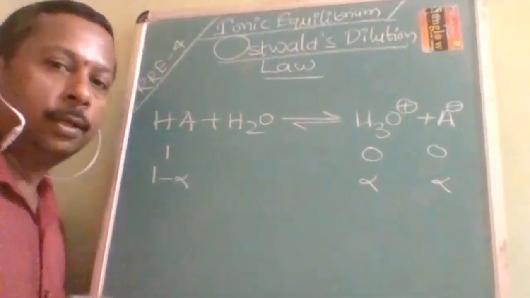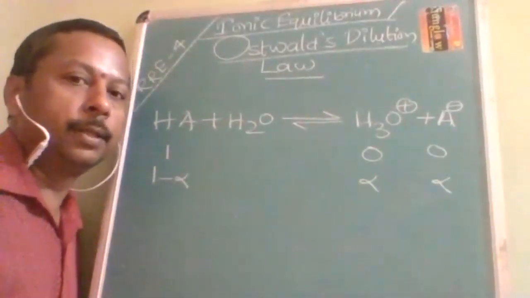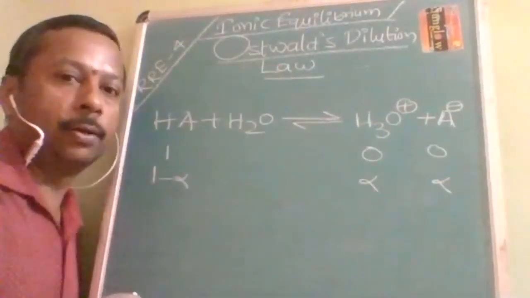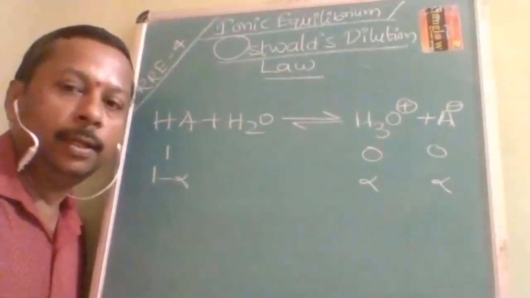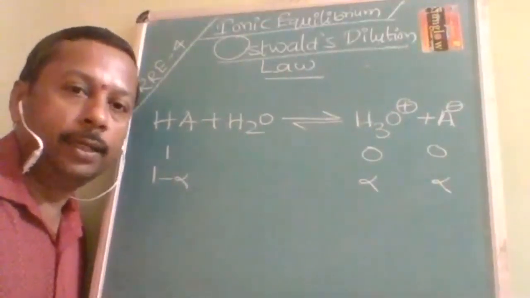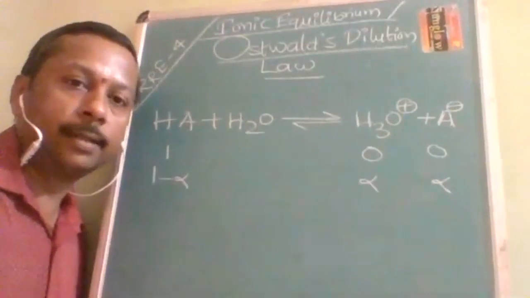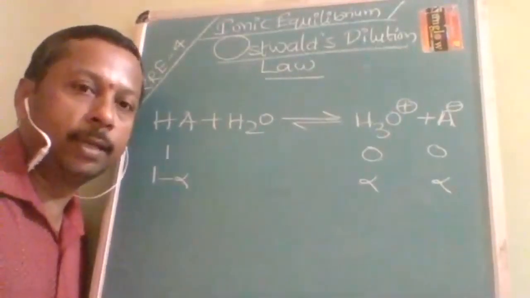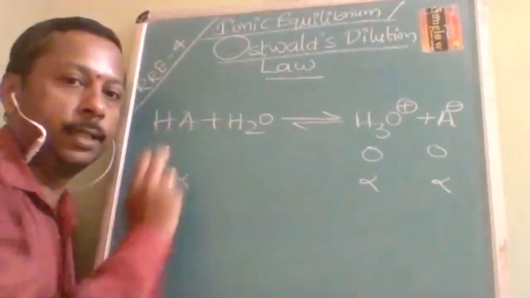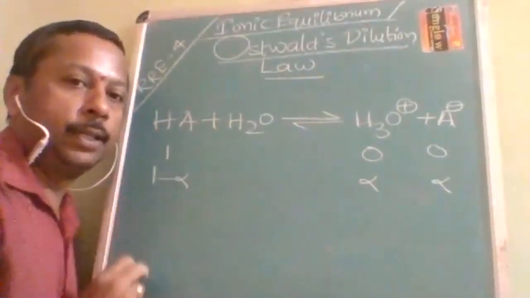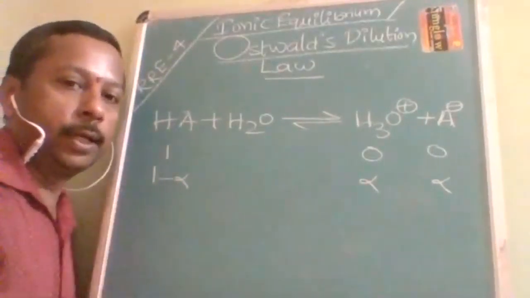Okay, are you ready? The very first topic in ionic equilibrium is Ostwald dilution law. The Ostwald dilution law is applicable for weak electrolytes like weak acids and weak bases, and it is applicable during dilution. For example, I'm taking HA. HA is a weak acid, A is any anion, and it is a monoprotic acid.